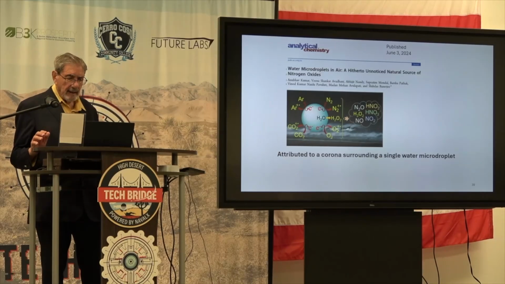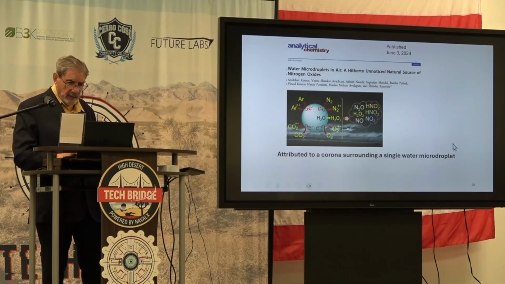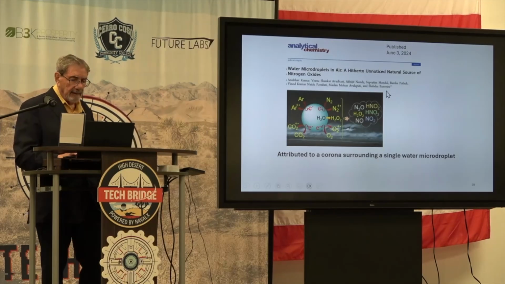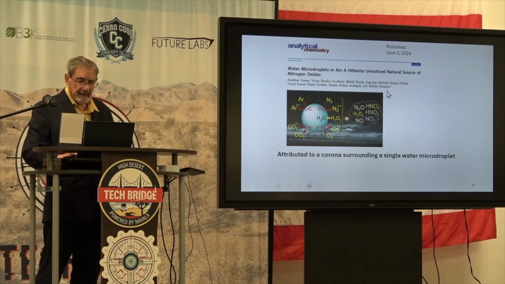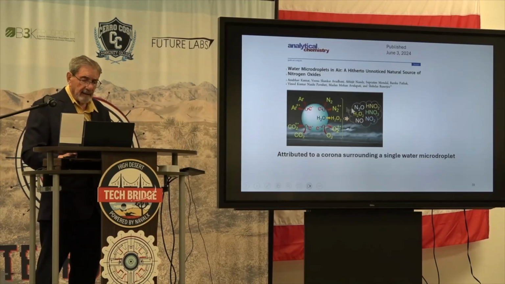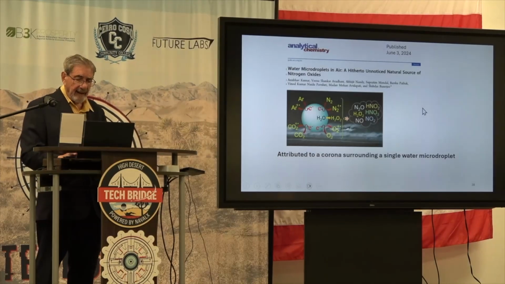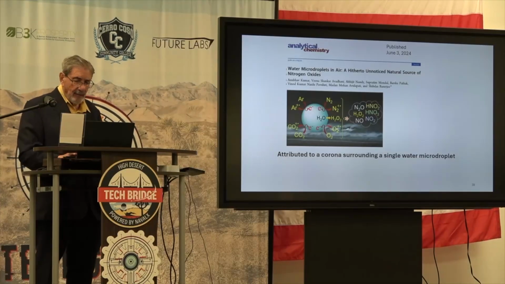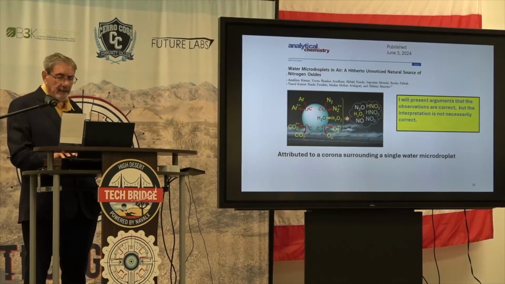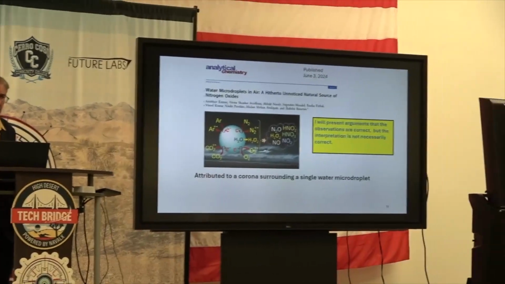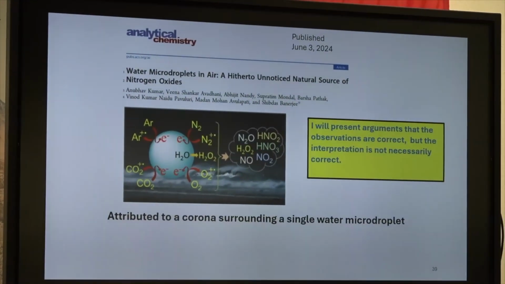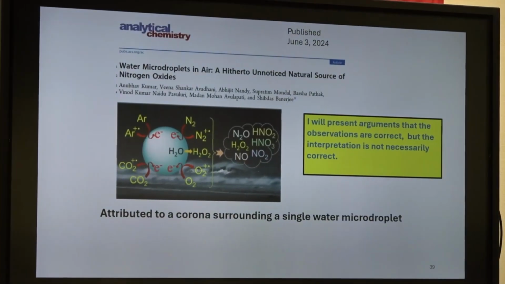Okay, so this is work done by a person who was in my laboratory by the name of Shiv Banerjee, who's back now in India on the faculty there at IISER Tirupati. And he reports that when he sprayed water, he was finding various ions being formed, like N2+, O2+, and NO+, and many other things, CO2+. I will present arguments that the observations are correct, but his idea that it all comes just from a corona surrounding a single water droplet isn't correct, in my opinion. And I'll show you a different interpretation of what's going on.